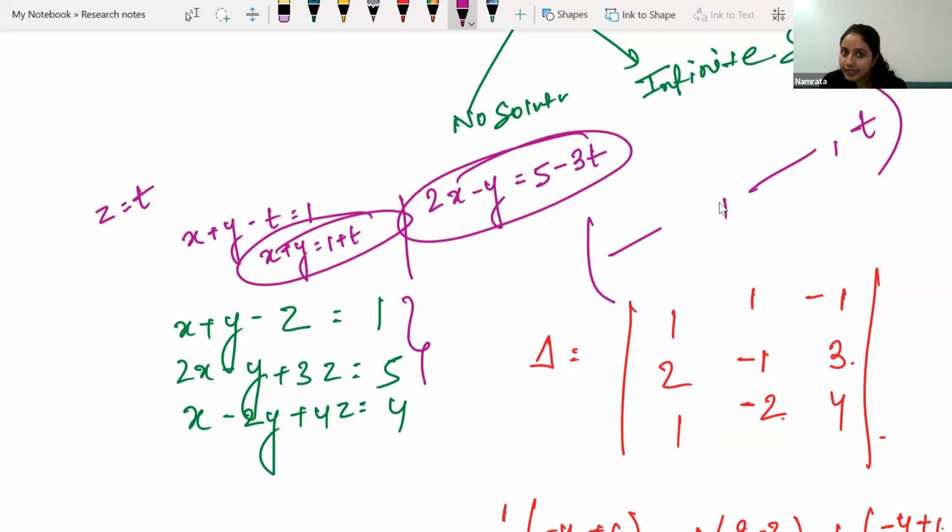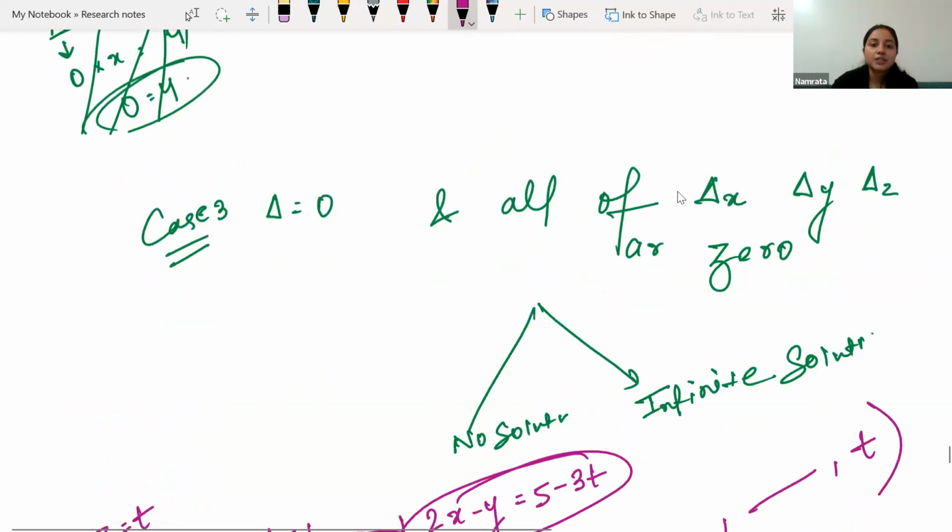First, we will check delta. If that is 0, then check delta x, delta y, delta z. If all are 0, then there are two cases which can arise: one case is no solution, the other is infinite solution. After that, we can pick any two equations and try solving by taking one of the variables as a constant. If it is possible to solve, then infinitely many solutions. If it is not possible to solve, then no solution. These are the three cases we have in hand.